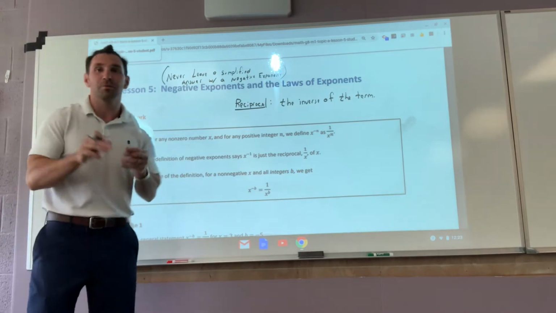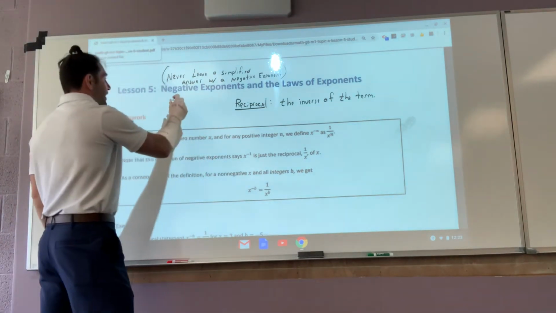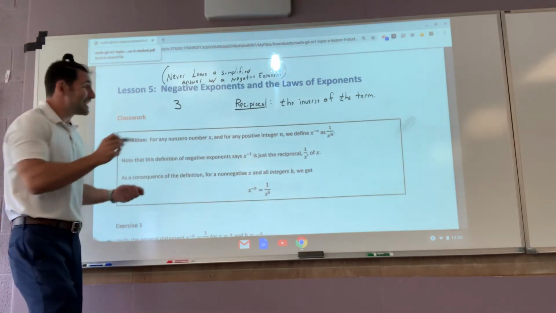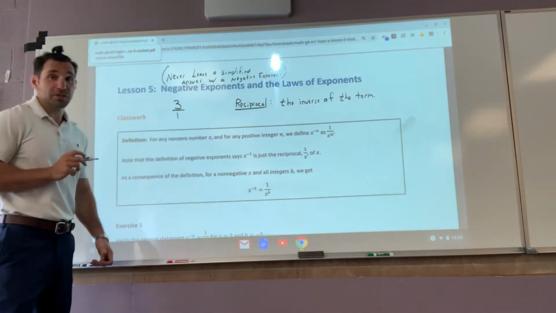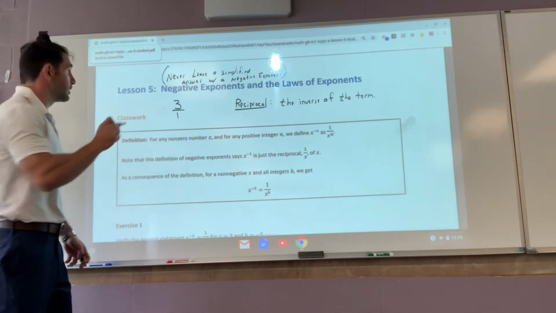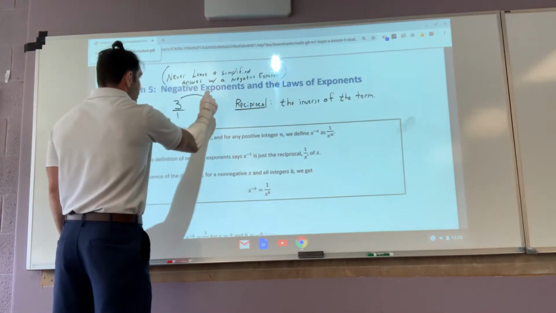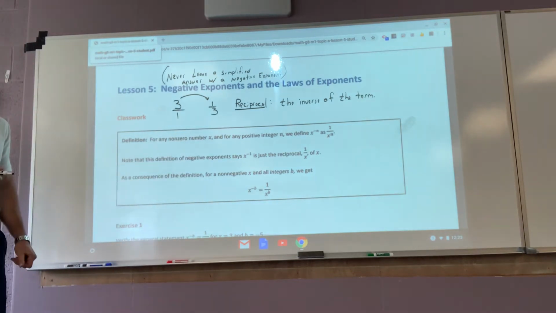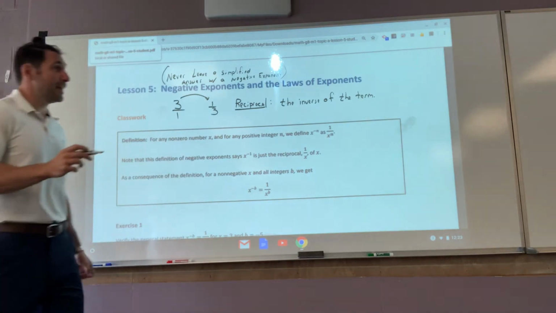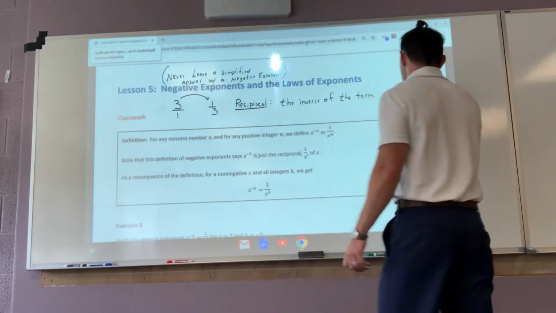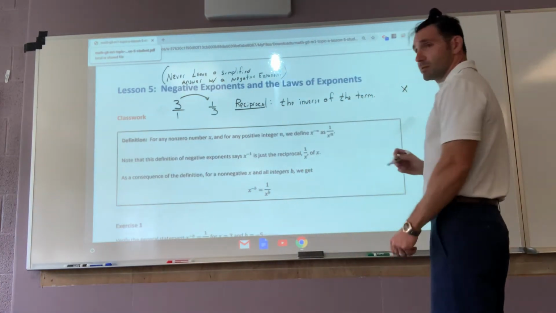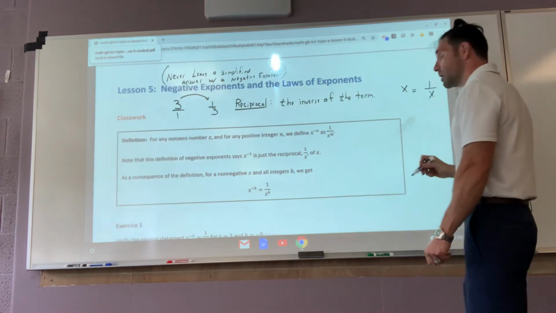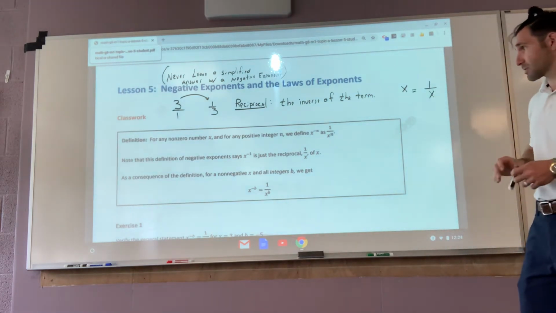So the inverse of the term, what does that mean? Well, that means if I've got the number 3, 3 is a fraction, which is 3 divided by 1. The reciprocal, or its inverse, is 1/3. Okay? Well, what if I had x? If I had x, the reciprocal is 1 divided by x.